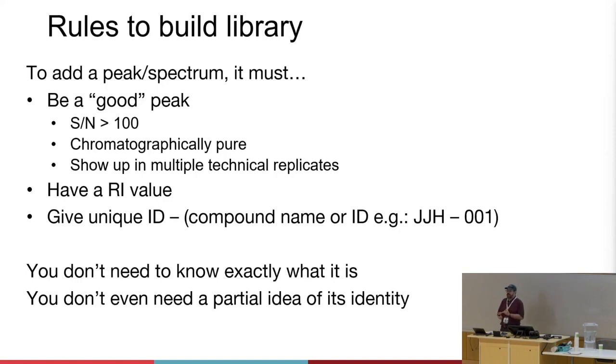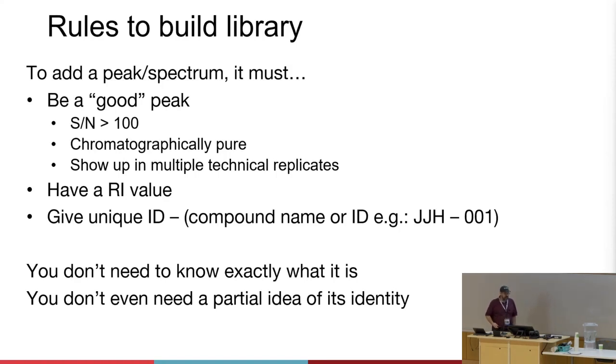We also must have a retention index value, the RI, collected on our system, and then we'll give it a unique ID. We might give it its name, or if we don't know what it is, we can just give it a code, like your initials and a number. We don't even need to know exactly what the peak is, or even have a partial idea of its identity, to put it in our library. If it becomes an important peak 5 years from now, we can go back and rename it and give it a name. And then our library is improved that way.